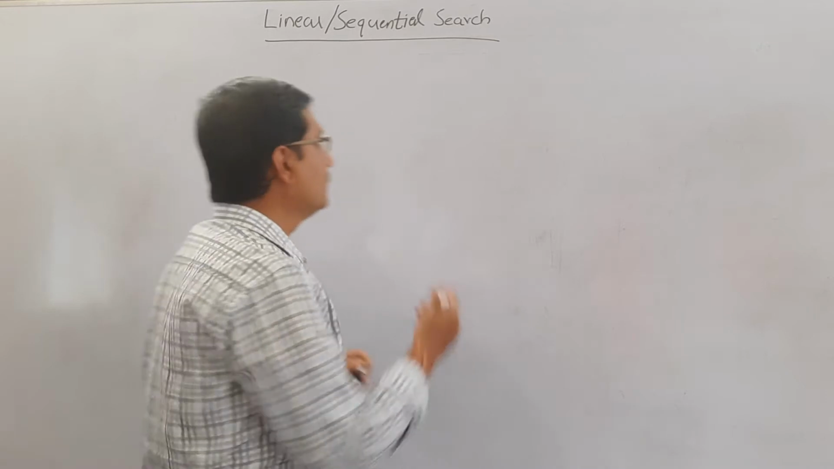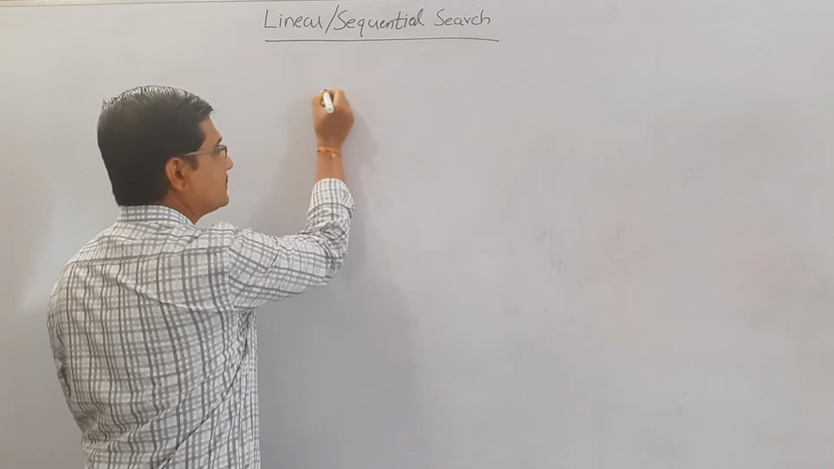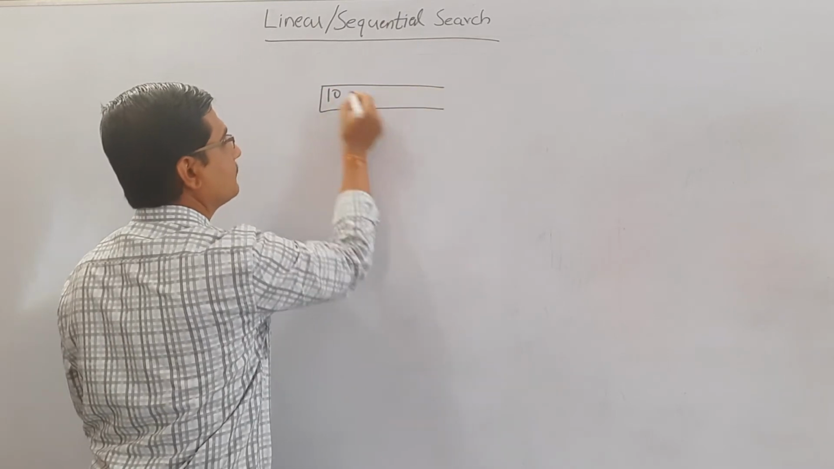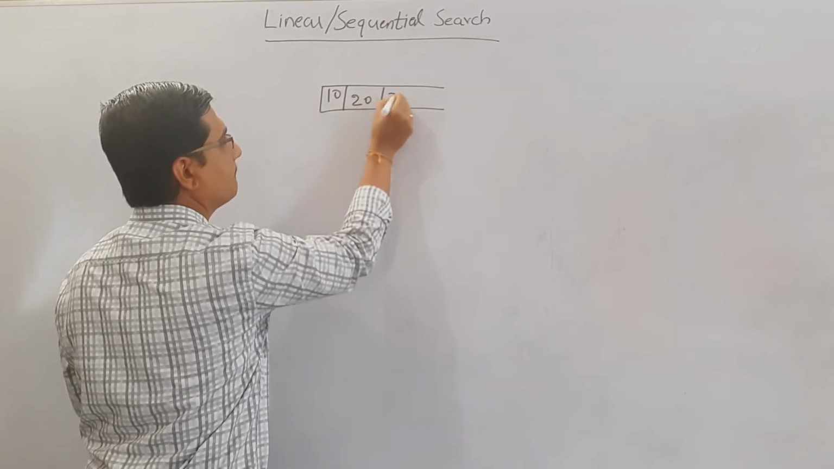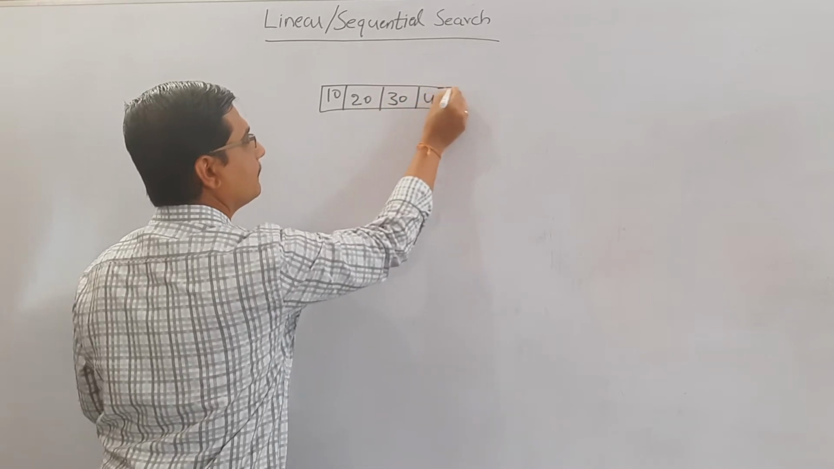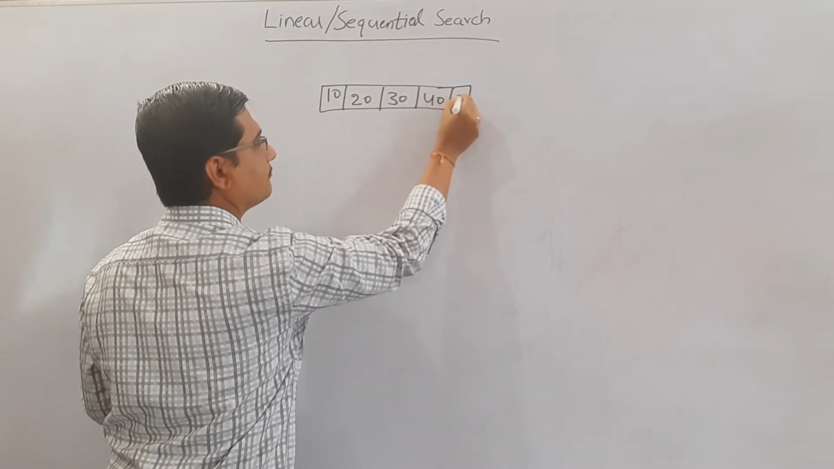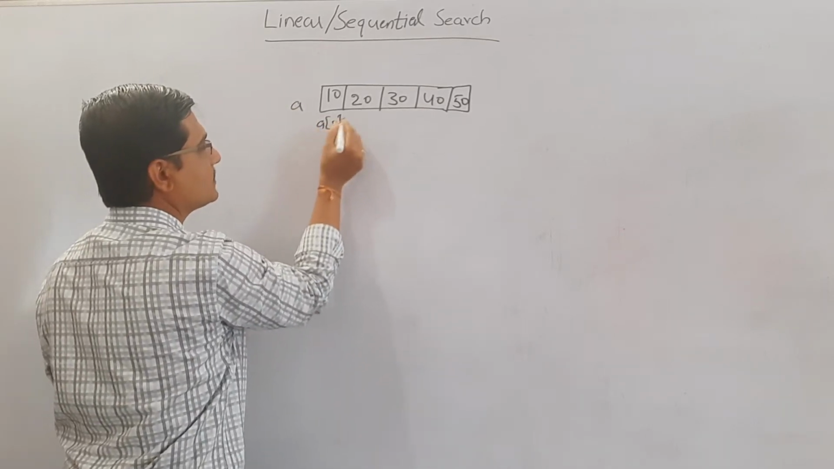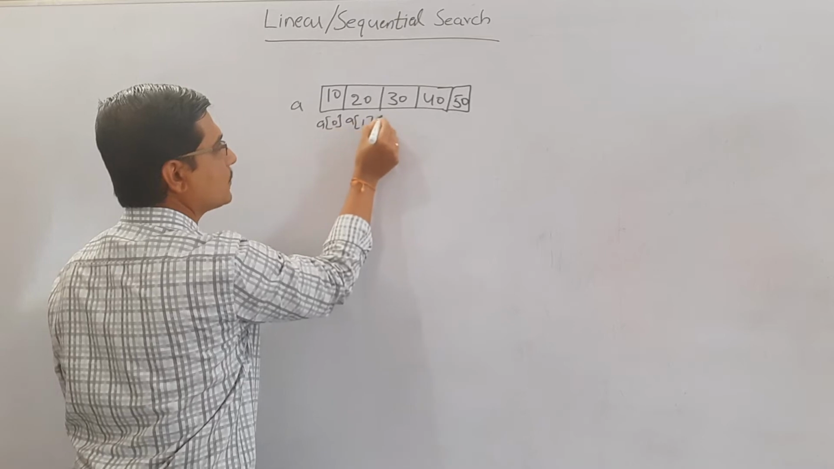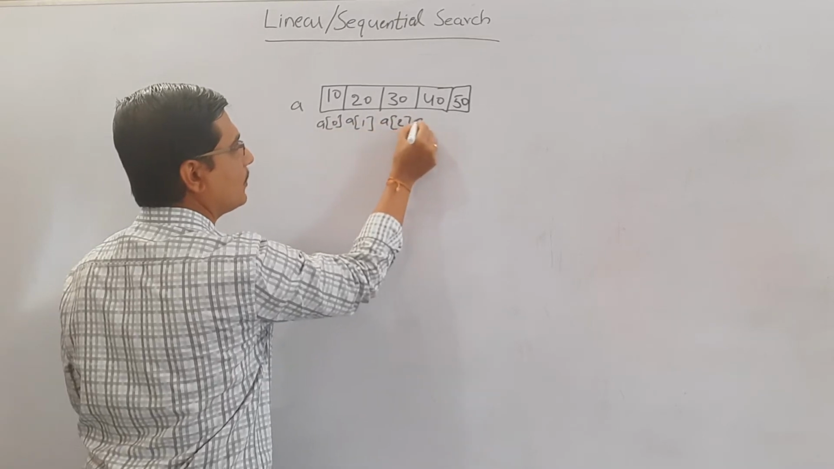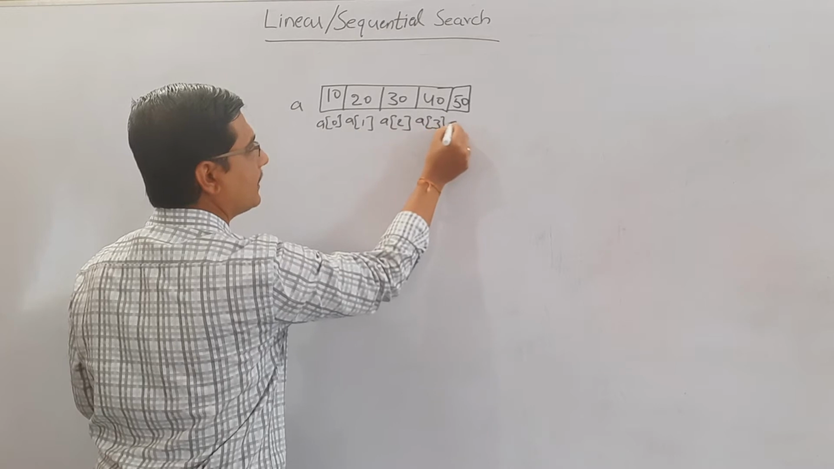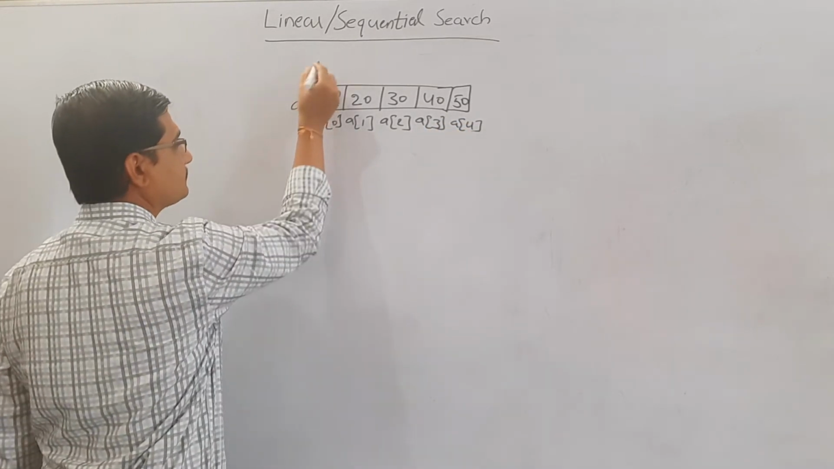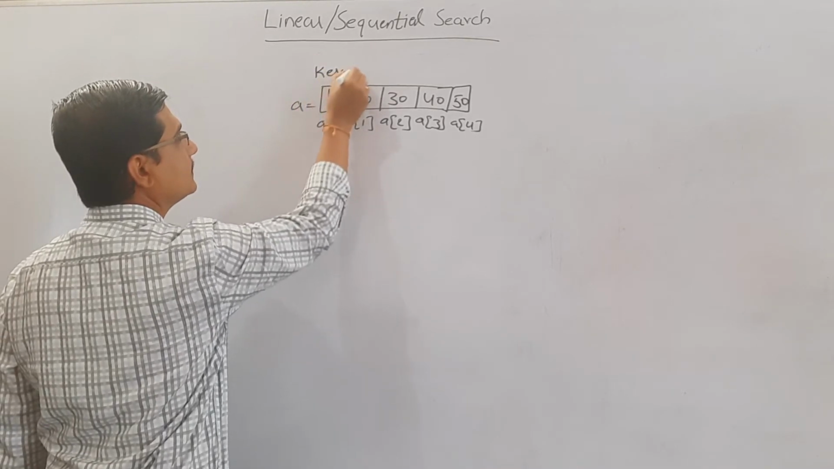Say for example, there is an array A with 5 items: 10, 20, 30, 40 and 50. A of 0 contains 10, A of 1 contains 20, similarly A of 2, A of 3 contains 40, and A of 4 contains 50. Assume that the key is 30.